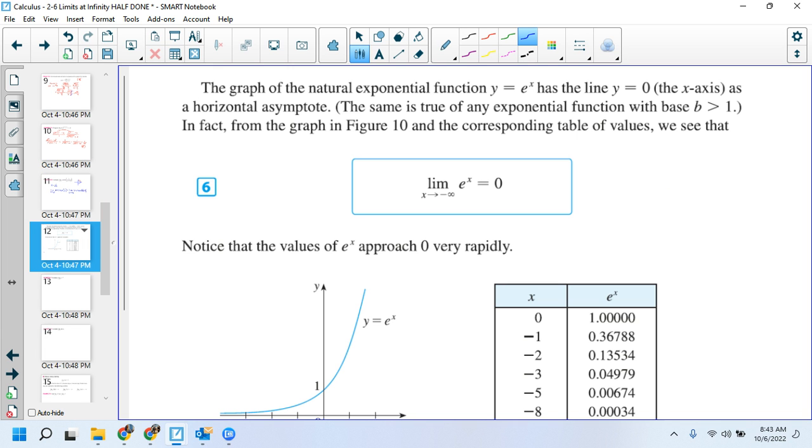Okay, let's take a look here. The graph of the natural exponential function, y is equal to e to the x, has the line y equals 0 as its horizontal asymptote.